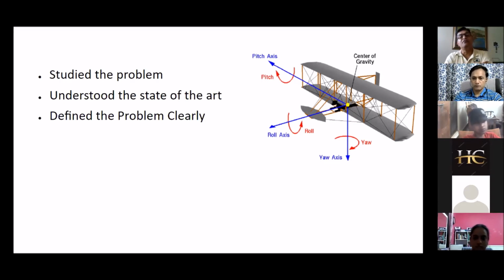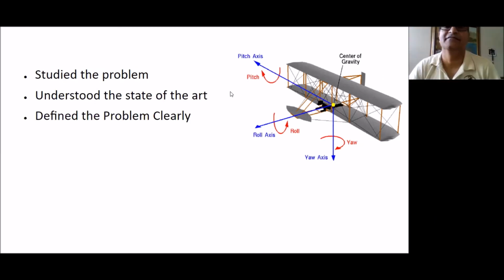So if you look at how they went about solving the whole entire problem of flying, this is a classic example of a design and development that an engineer would do. They were not trained engineers, but they were geniuses. I would say they were one of the best, greatest engineers we ever had. So what they did was, they studied the problem extremely well. As I said, they studied the stability, they studied all sorts of things, and they understood the state of the art.